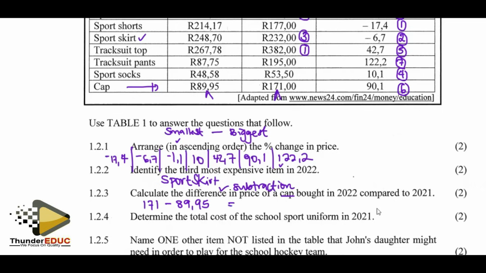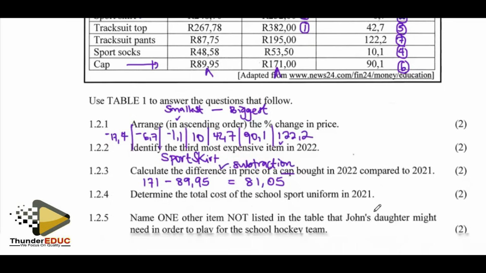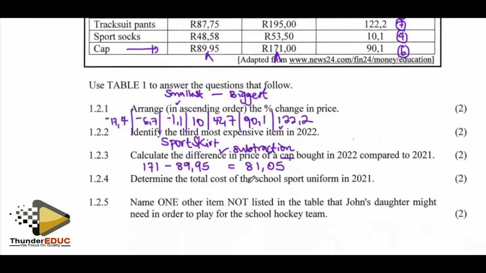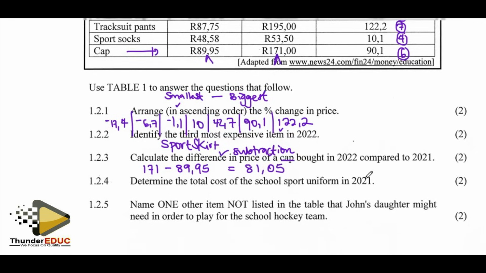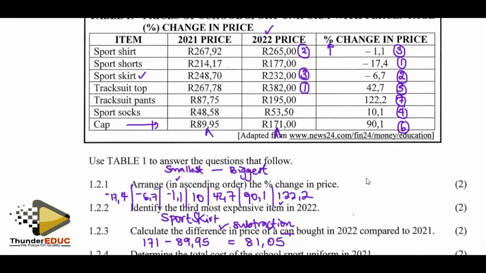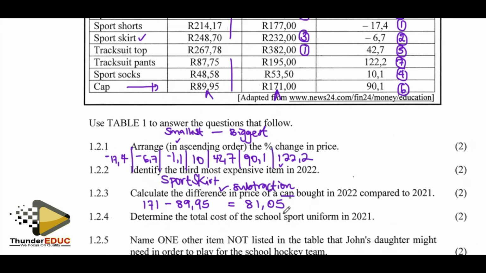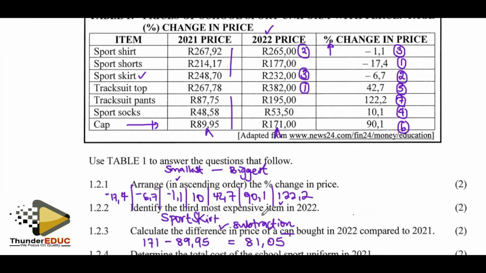And the answer you have it as 81 rand 50 cent. Here we go. Determine the total cost for a school sport uniform in 2021. That means we're going to add all these prices here. Sport school uniform 2021. So let's start.